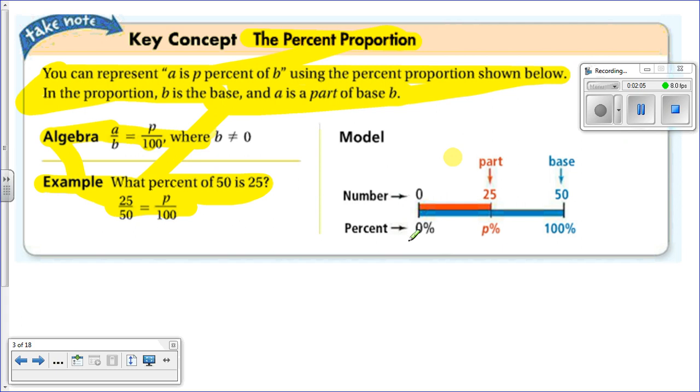The biggest thing that it shows is it compares an actual number to the percentage. So if the base is 50, 50 is considered 100%, 0 is 0%. If the base is 50, 25 would be considered 50%. So again, if that helps you, write it down. If not, don't worry about it. Go ahead, pause your video, write all that down.